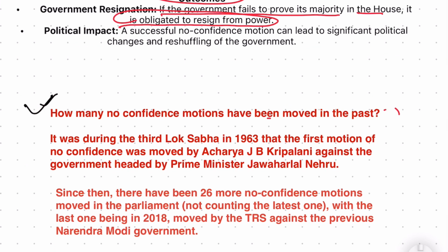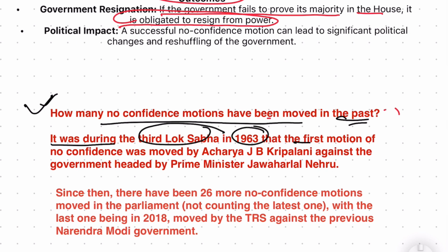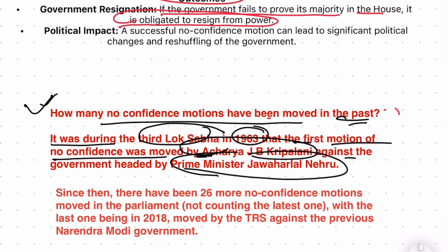So how many times has a no confidence motion been moved in the past? It was during the third Lok Sabha in 1963 that the first motion of no confidence was moved by Acharya J.B. Kripalani against the government headed by Prime Minister Jawaharlal Nehru. So who is the first Prime Minister who faced a no confidence motion? The answer is Prime Minister Jawaharlal Nehru.